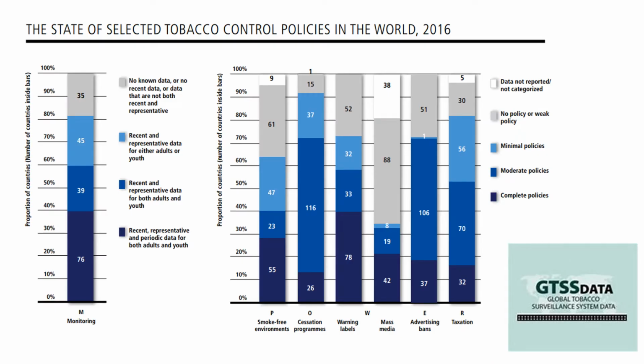This image shows the status of the MPOWER tobacco control policies in the world. The surveillance system provides a very high-level view of policy implementation across the world. For example, it shows that around 40% of the parties to the treaty, or signatory countries, had complete policies on monitoring, M, and on warning labels, W, whereas only 13% had cessation or quit programs.